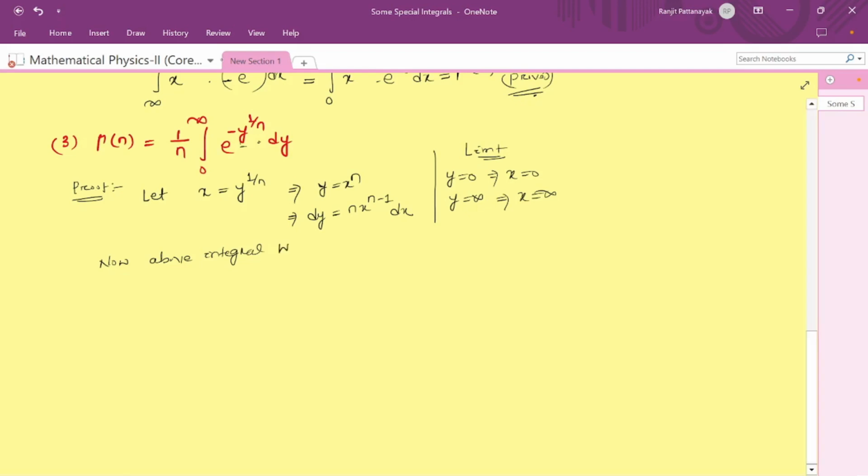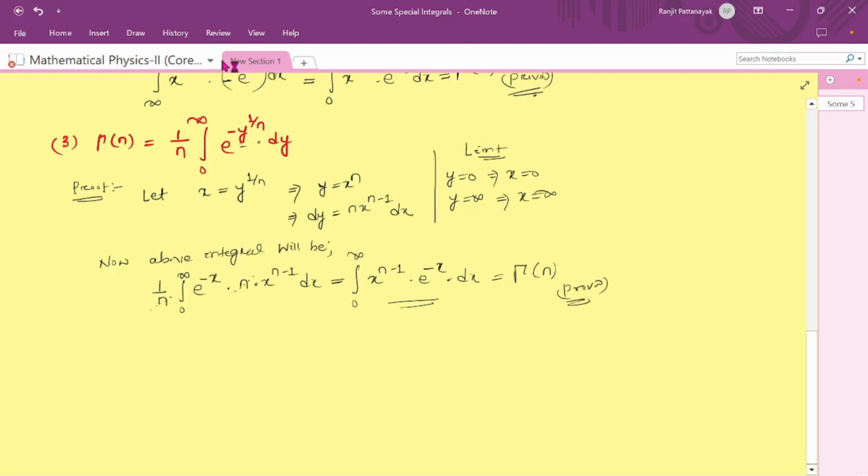The above integral will be 1 by n, 0 to infinity. That means we are going to substitute these values: e to the power minus, instead of y to the power 1 by n we substitute x, into, instead of dy, n into x to the power n minus 1 dx. So here n and n cancel, and we get 0 to infinity x to the power n minus 1 into e to the power minus x dx, which is nothing but your gamma n. Hence proved.